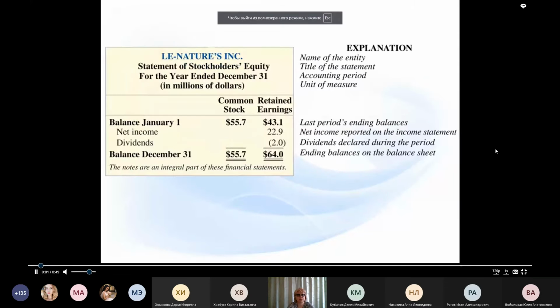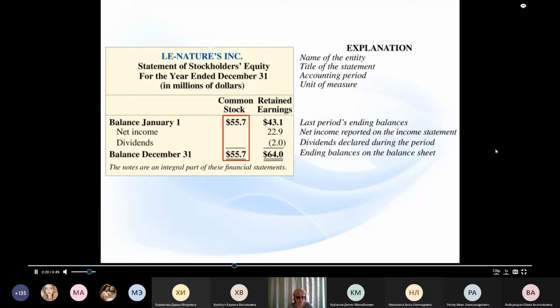The statement of stockholders' equity covers the same period of time that was covered by the income statement. The statement of stockholders' equity reports the changes in each of the company's stockholders' equity accounts during that period. Recall from our discussion of the balance sheet that stockholders' equity is comprised of common stock and retained earnings.